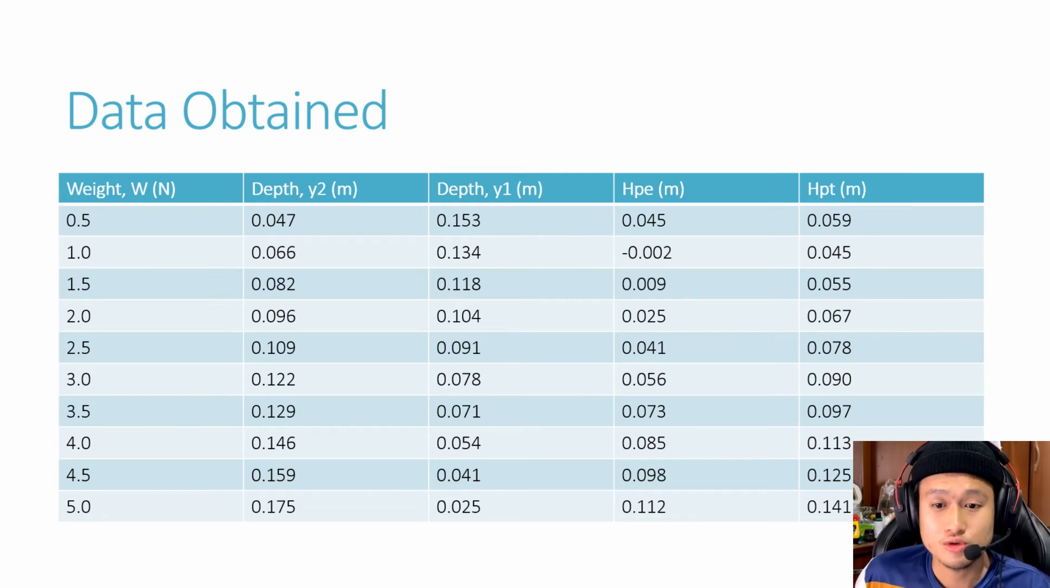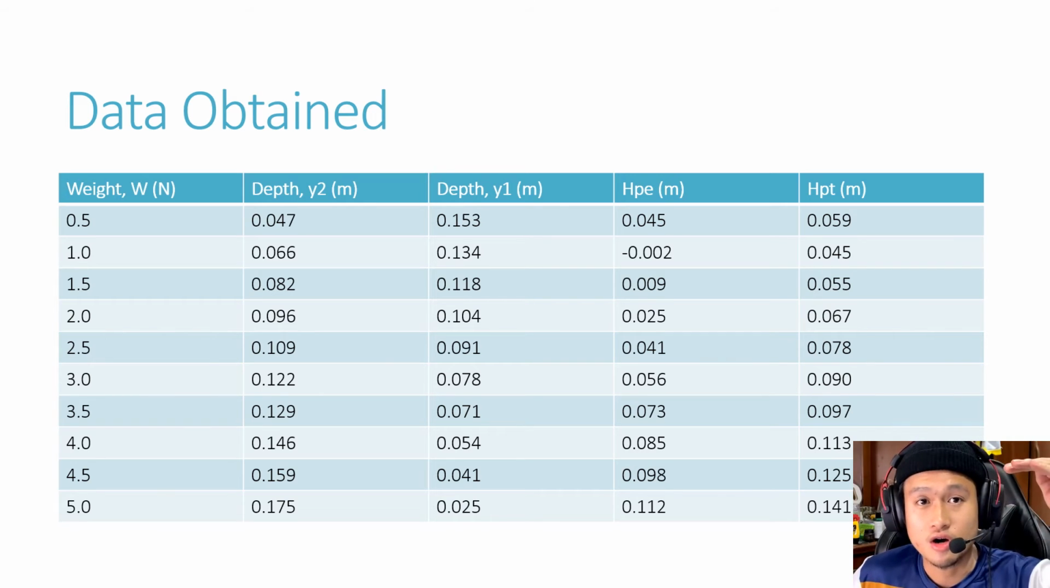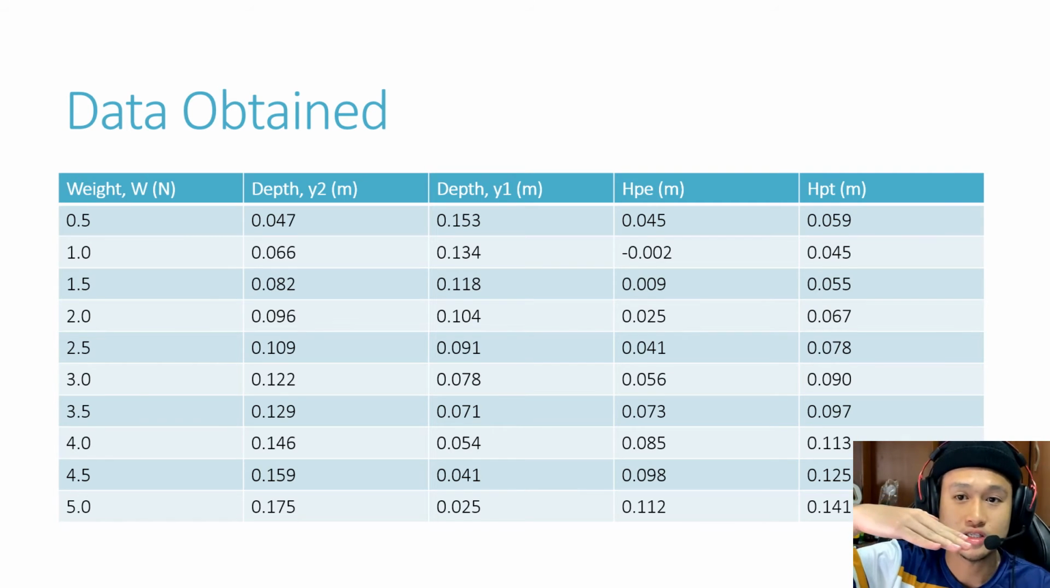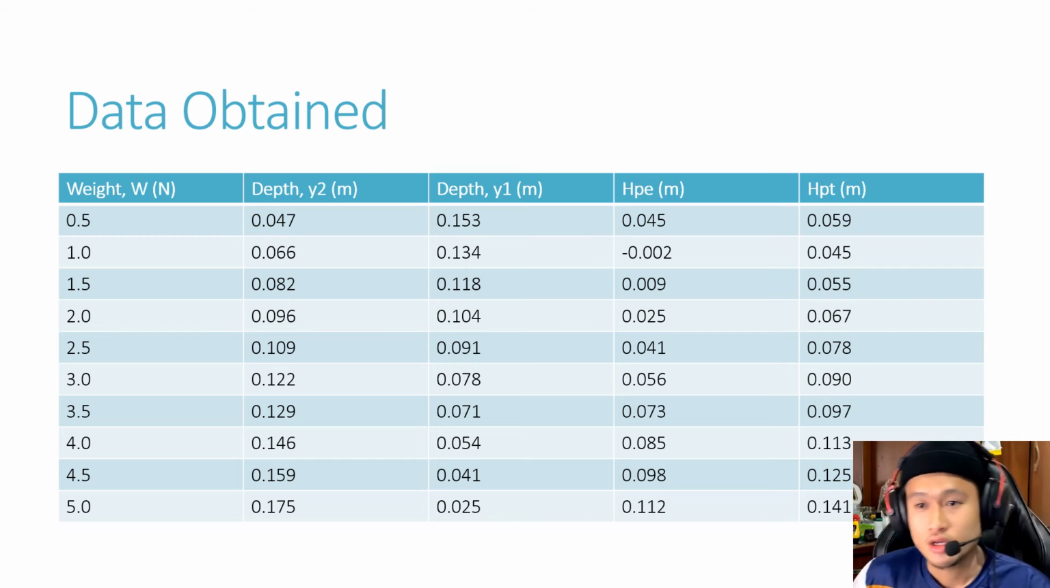So moving on to the data obtained from this experiment. So as you can see, as the weight increases, the depth Y2, which is from the surface of the water to the bottom part of the toroid, also increases. This is because the balance arm tilts as the weights increase, creating a moment.